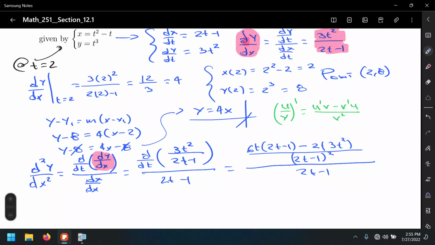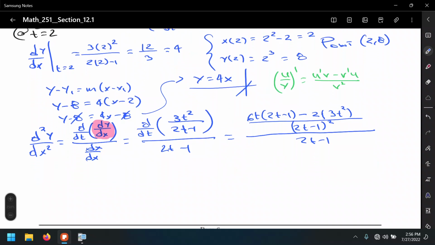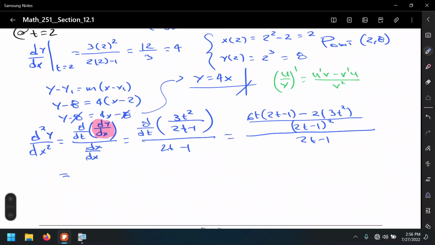Let's do something to clean that up. So what I'm going to do here is, this whole thing being divided by 2t minus 1 is the same as multiplying by 1 over 2t minus 1. So basically these two multiply, and the denominator becomes 2t minus 1 quantity cubed. Are you following me here?